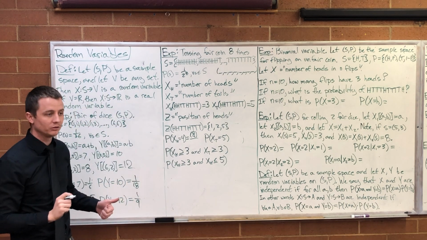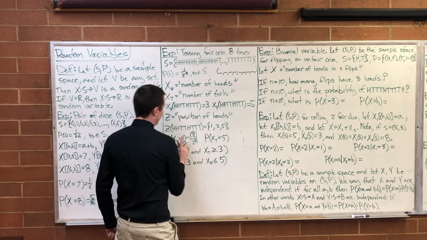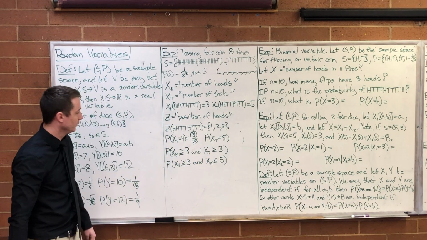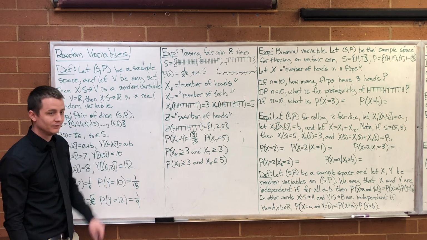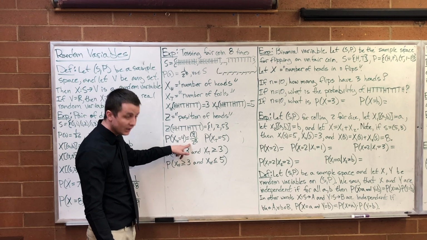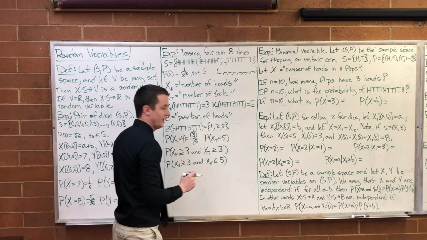Can I get my flips? 2 to the 8. Because this definitely can't be more than 1, right? Sanity check, we're talking about probabilities. Probabilities can't be more than 1. Okay, so 8 choose 4 over 2 to the 8. There we go. And now, what's the probability of me getting a 5?